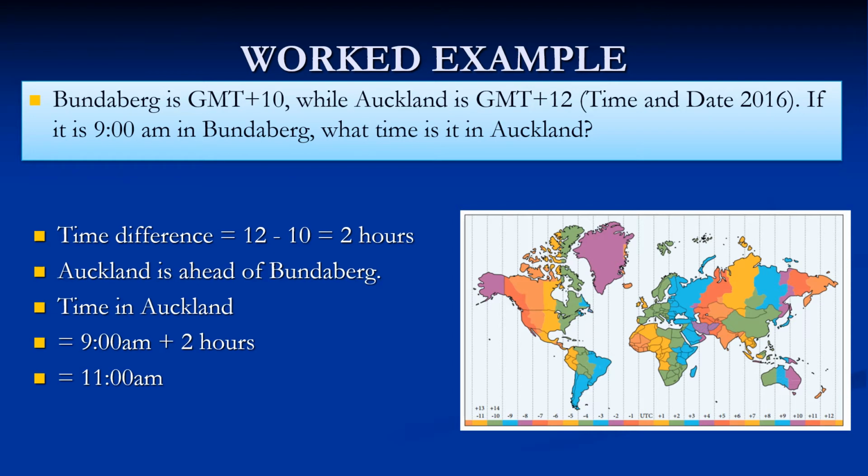Okay, now Bundaberg is what? GMT plus 10. So we lie here. And Auckland is in GMT plus 12. So they lie here. So if it's 9 o'clock in Bundaberg, what time is it in Auckland? Well, all you need to do is calculate the time difference. And you just say, well, GMT plus 12 minus GMT plus 10 equals 2. So we've got a time difference of 2 hours. So we know that Auckland is east of Bundaberg, so it's got to be ahead of Bundaberg. So it's just going to be adding on 2 hours to say 11 o'clock in Auckland at the same time.